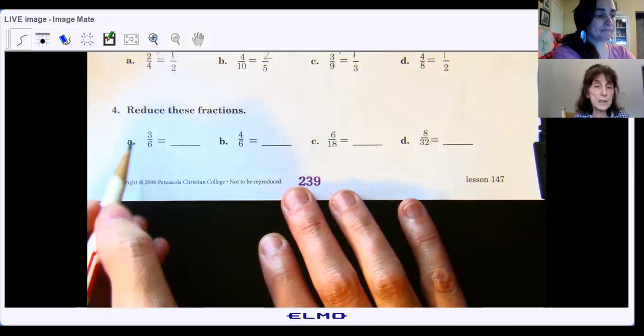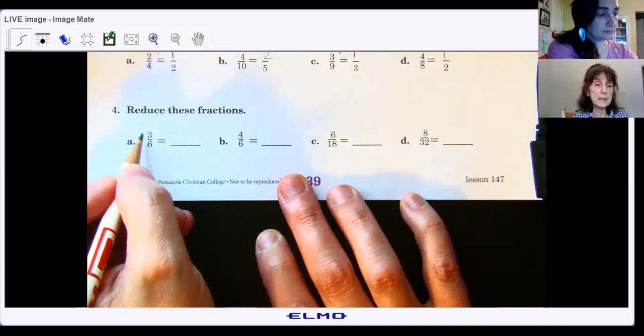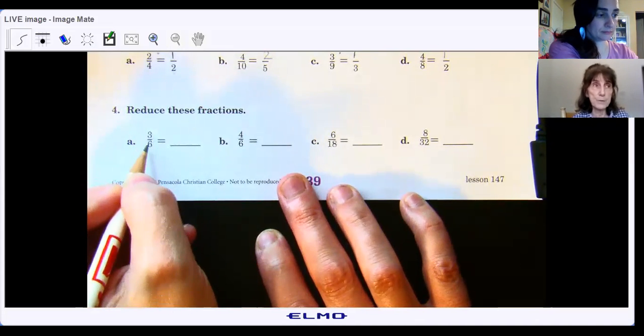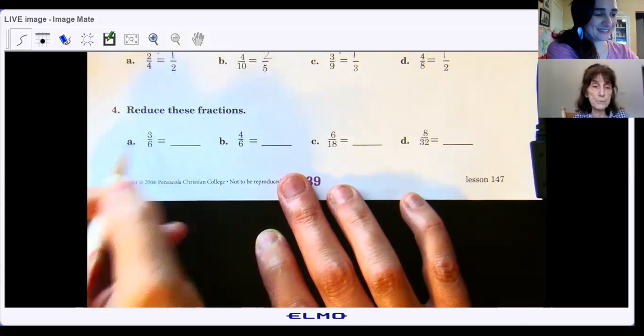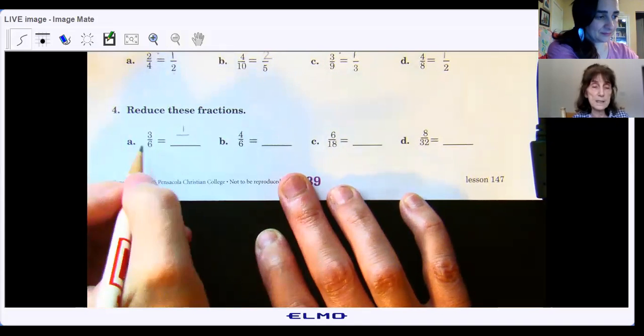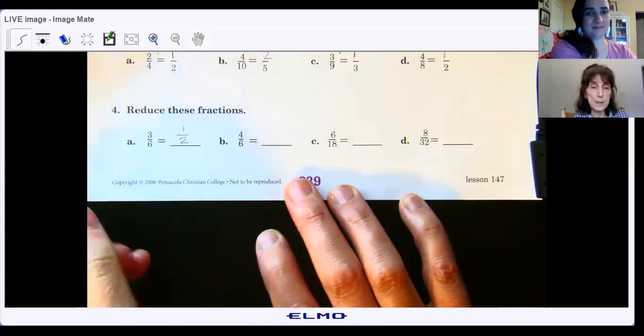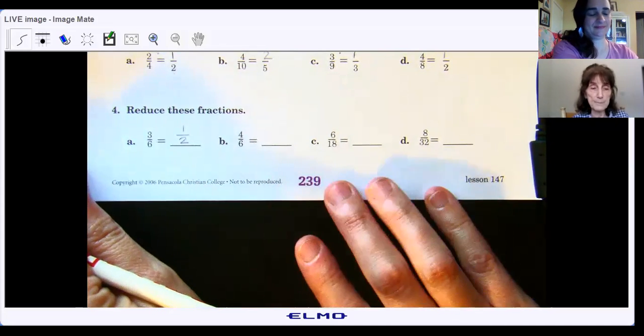All right, let's see. Well, let's try the numerator here. Will 3 divide into 3? Yes. Will 6 divide by 3? Yes. So let's try 3. 3 divided by 3 is 1, and 6 divided by 3 is 2. So your answer is 1/2, and you're going to circle that.